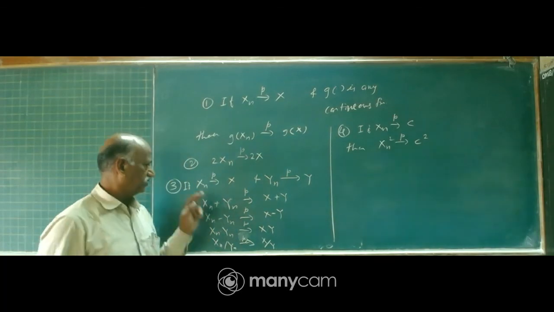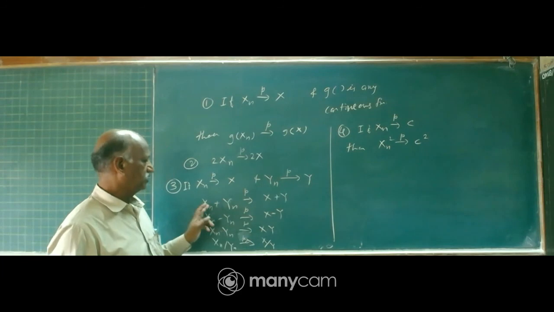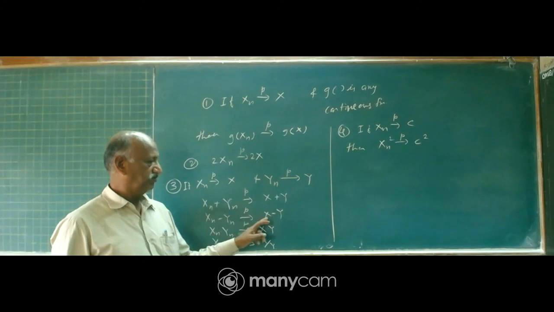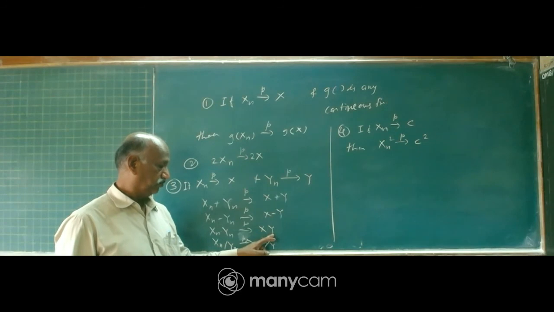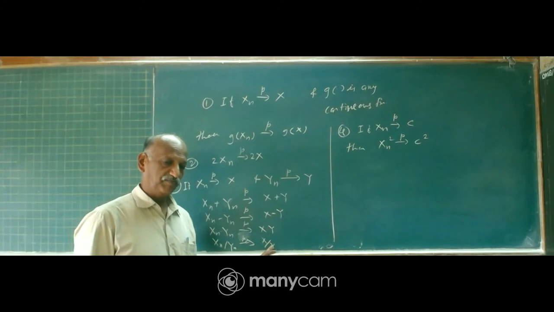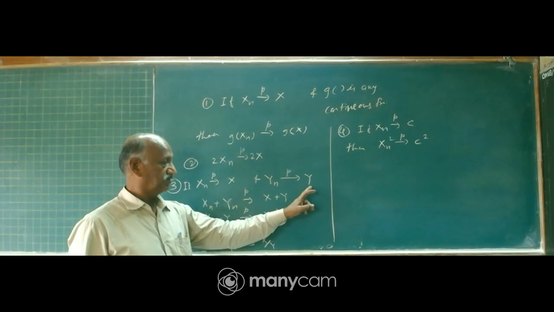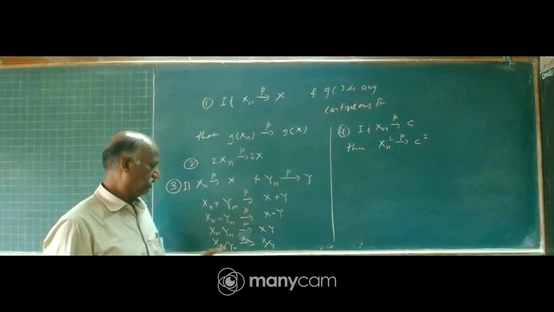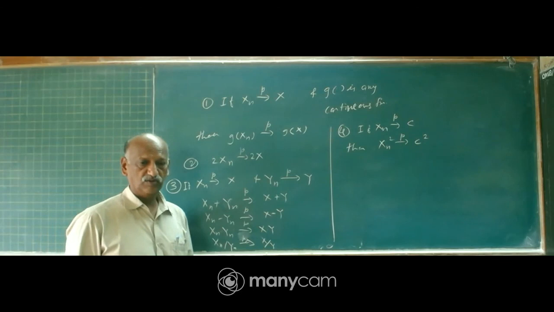Similarly here, if Xn converges to a in probability and Yn converges to b in probability, then Xn plus Yn converges to a plus b in probability, Xn minus Yn converges to a minus b, Xn into Yn converges to a into b, and Xn divided by Yn converges to a divided by b in probability. So with constants a and b, Xn plus Yn converges to a plus b, Xn into Yn converges to a into b, and Xn divided by Yn converges to a divided by b.